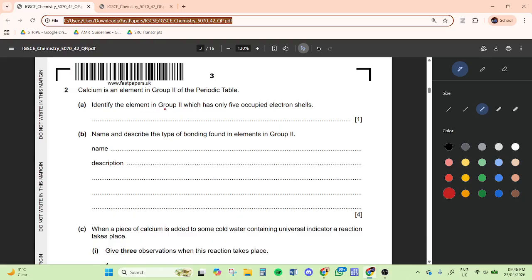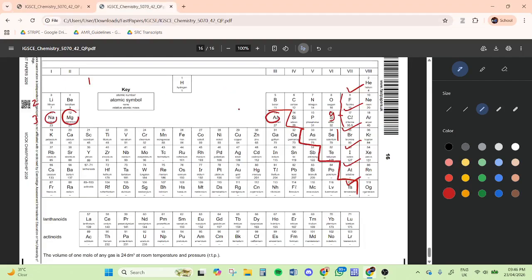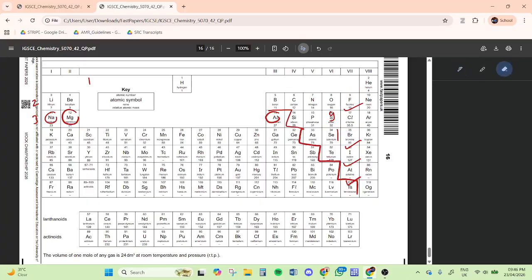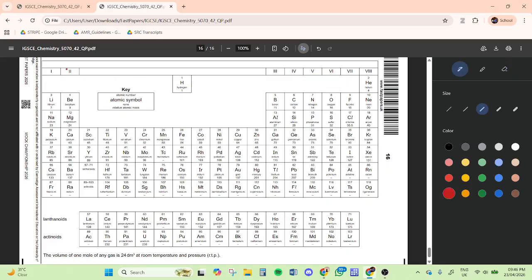Identify the element in group 2 which has only 5 occupied electron shells. So again, let's take a look at our periodic table over here. I'm going to clear up the clutter a bit because we're done with all of this. So they say we have to identify the element in group 2. So this is group 2.